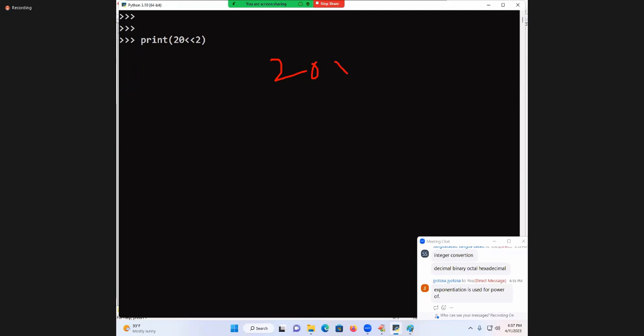What is now 20 into what? 2 to 2 square. 20 into what? 4 is called what? 80.